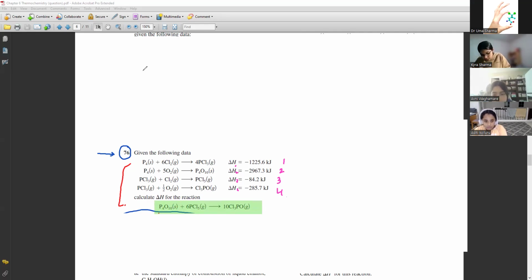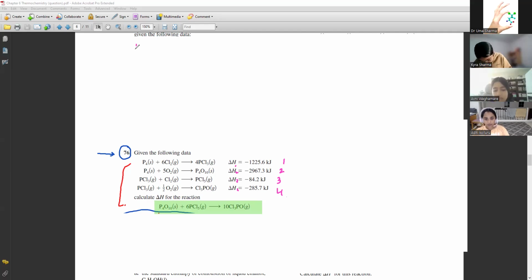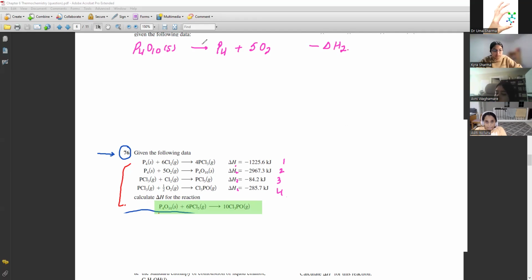In which manner? Should I take it as such? I think you should just take it as such. Flip the side, that's what you are saying? Yes, Avni, because it's on the product side, so you go to the reactant. So flip it. That's what Aditi is saying. P4 plus 5O2. So what is delta H2? Minus delta H2. And I have not done any other changes.